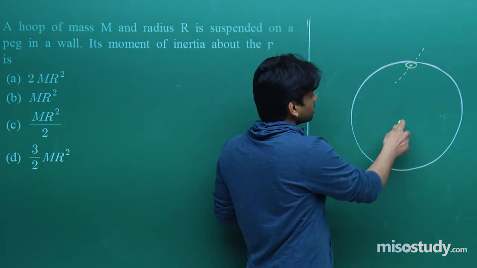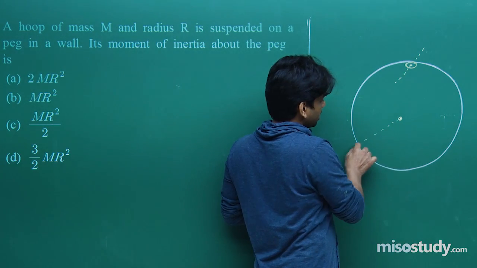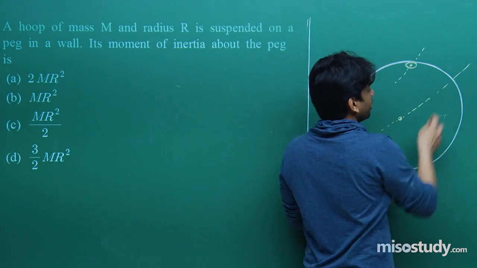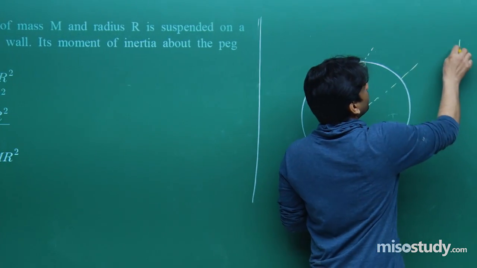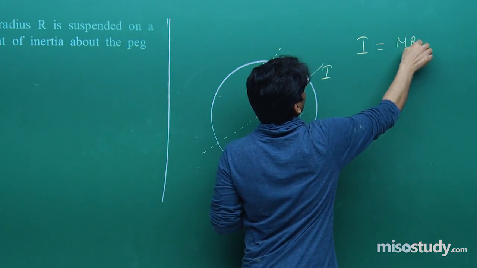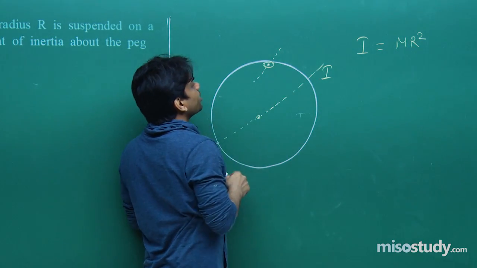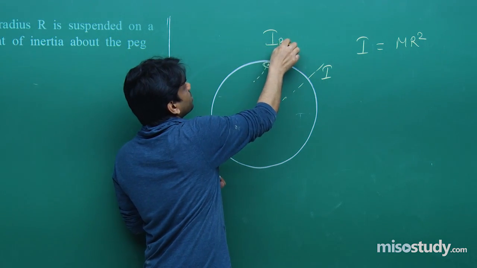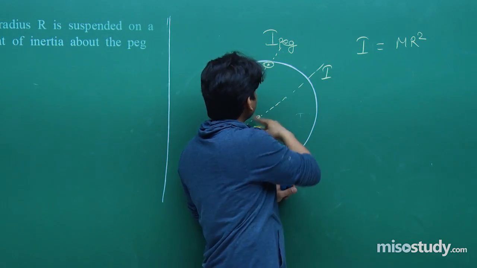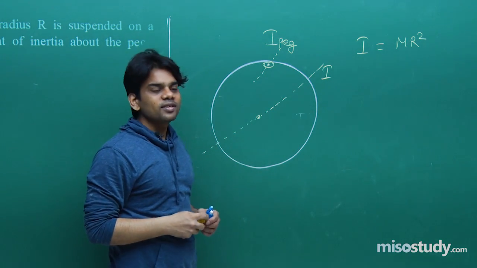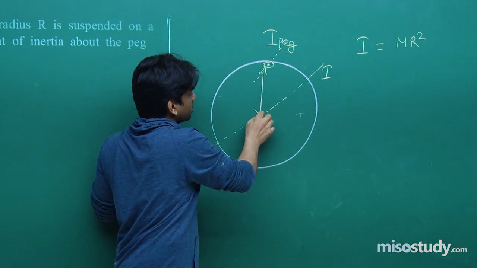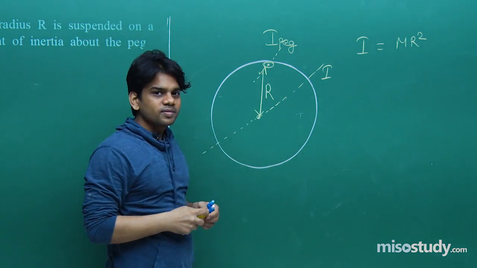Now one axis, if it is passing through the center of mass in this way, about this axis the moment of inertia is I. So I is equal to mr square, that is all we know. I is equal to mr whole square. Let's say about this peg, we can write this as I through peg, the moment of inertia through the peg. So these two axes are parallel to each other and this axis is passing through the center of mass. The distance between these two axes will be equal to the radius of the ring, that is the hoop.